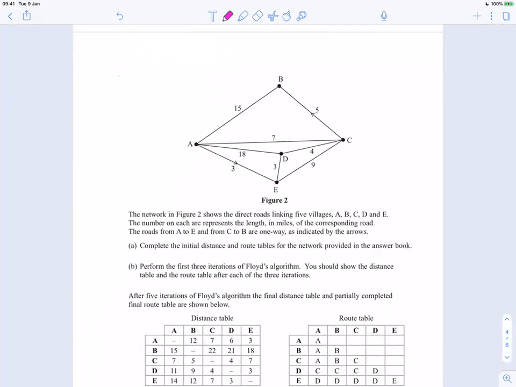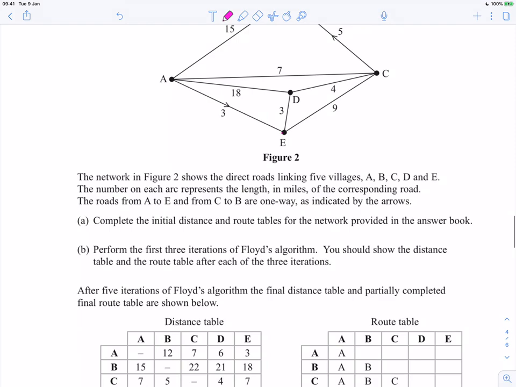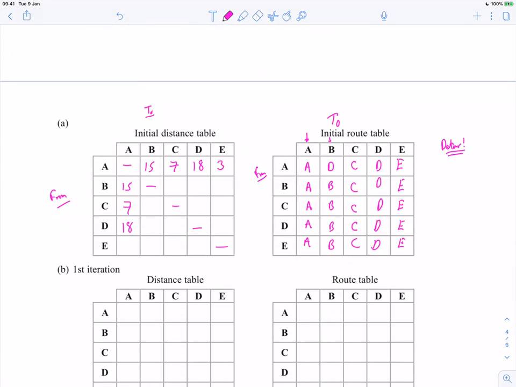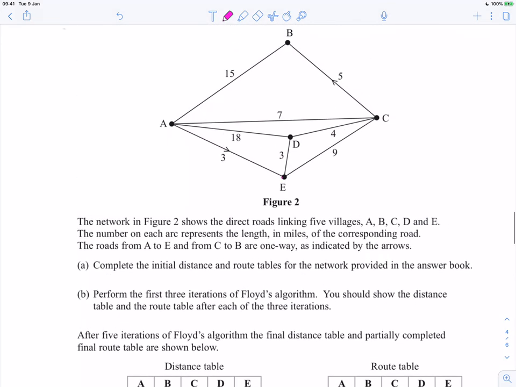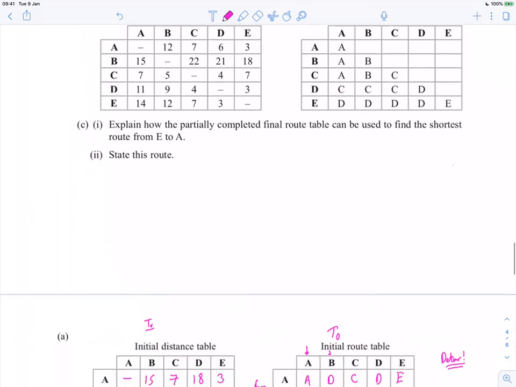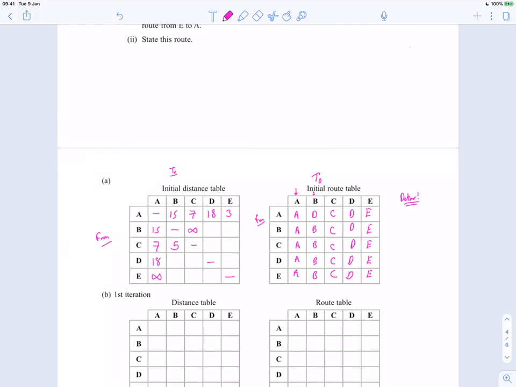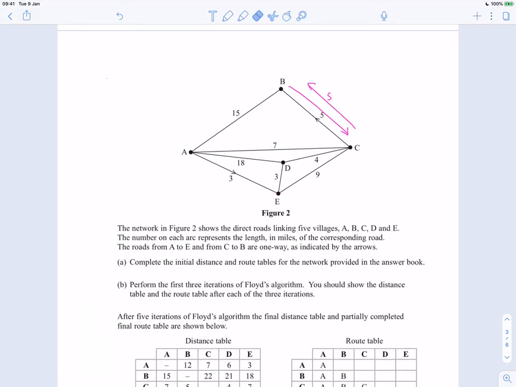Right, so what does that mean? It means A to E was 3, but E to A you can't do. So we're going to put an infinity here. Okay, we can't do it. It's like an infinite length. You can't complete it. Right, let's try all the stuff from B. So let's look at B to C. B to C we can't do, but C to B is just 5. So B to C is infinity, but C to B is a 5. Okay, so that's that one done.